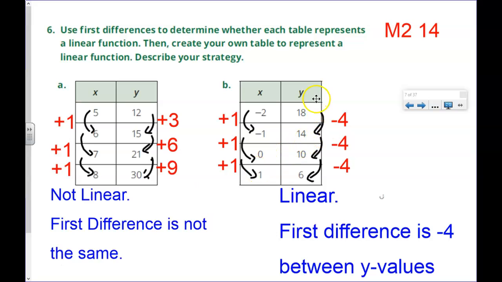If I look at B, it looks like my difference between 18 and 14 is -4, and that consistently happens between my y values. So the first difference is -4. That means my slope is -4, which means that it is linear.